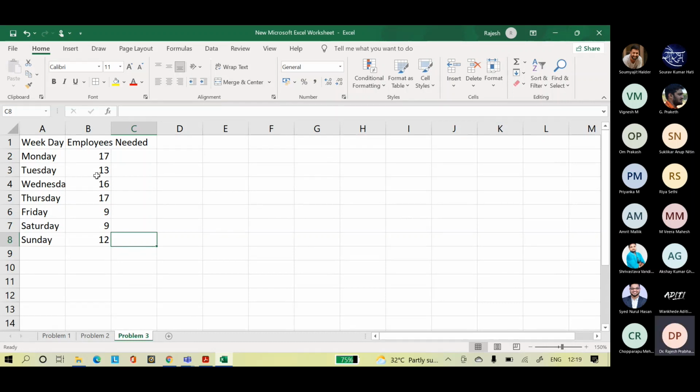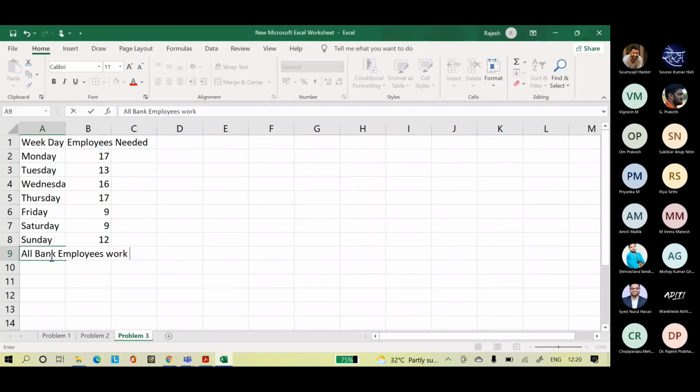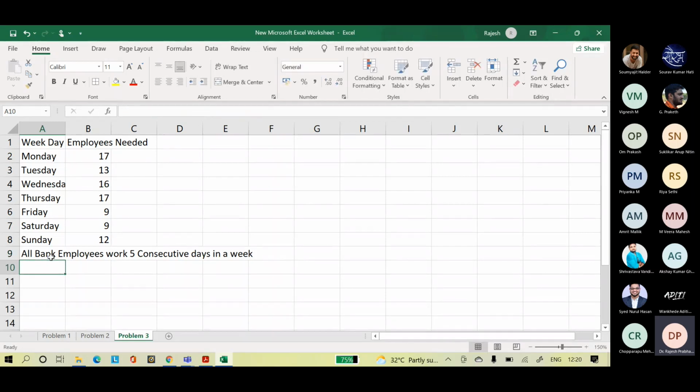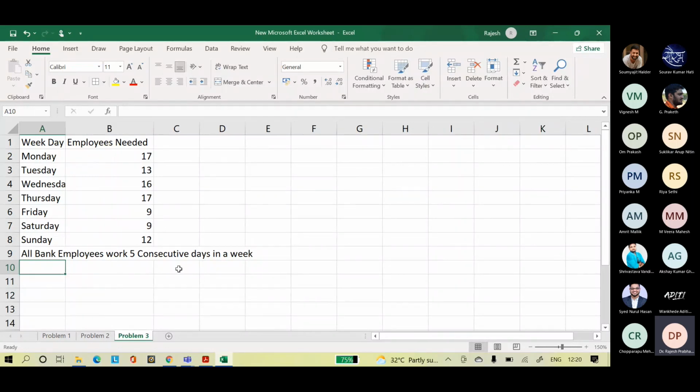Okay. Now, each employee needs to work 5 days in a week. All bank employees work 5 consecutive days in a week. So what is the minimum number of employees needed if all of them work 5 consecutive days in a week?